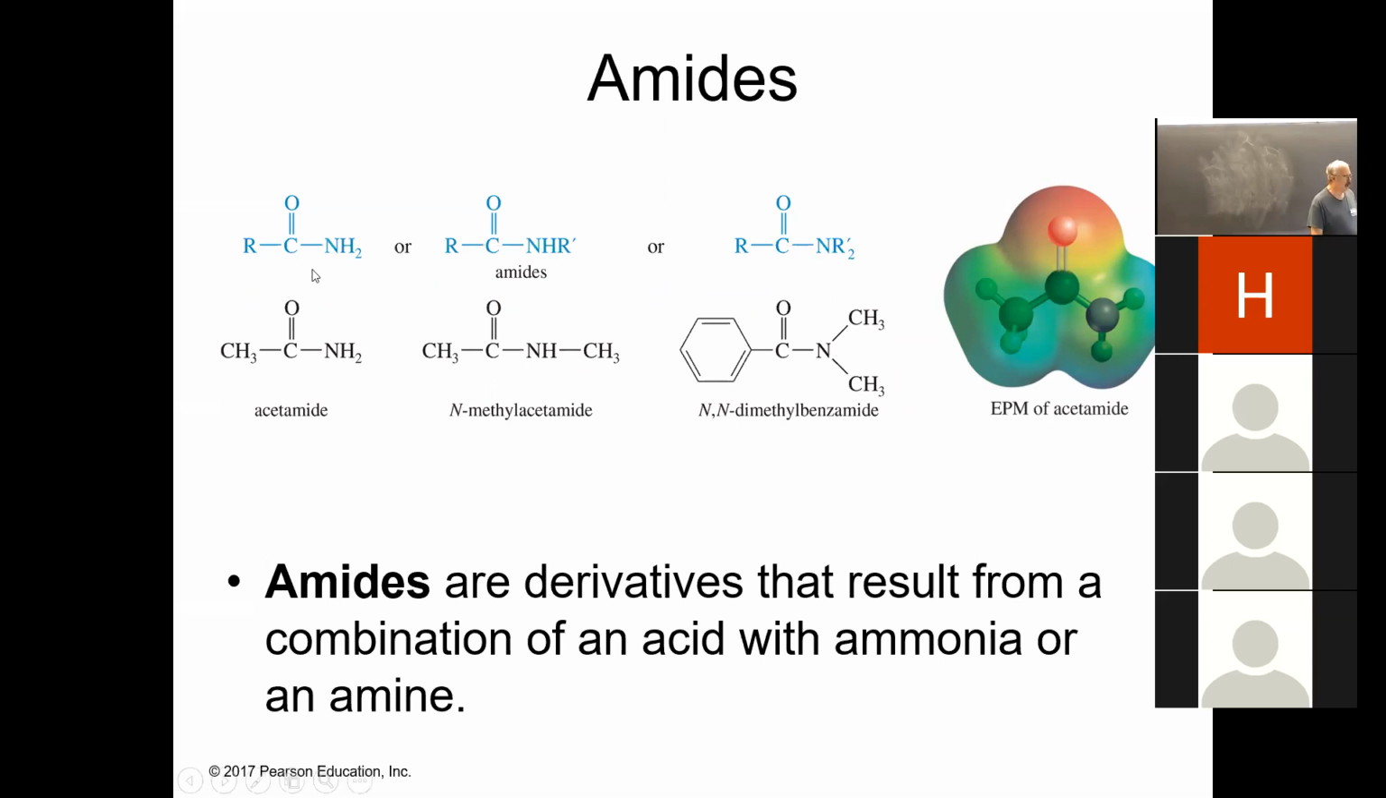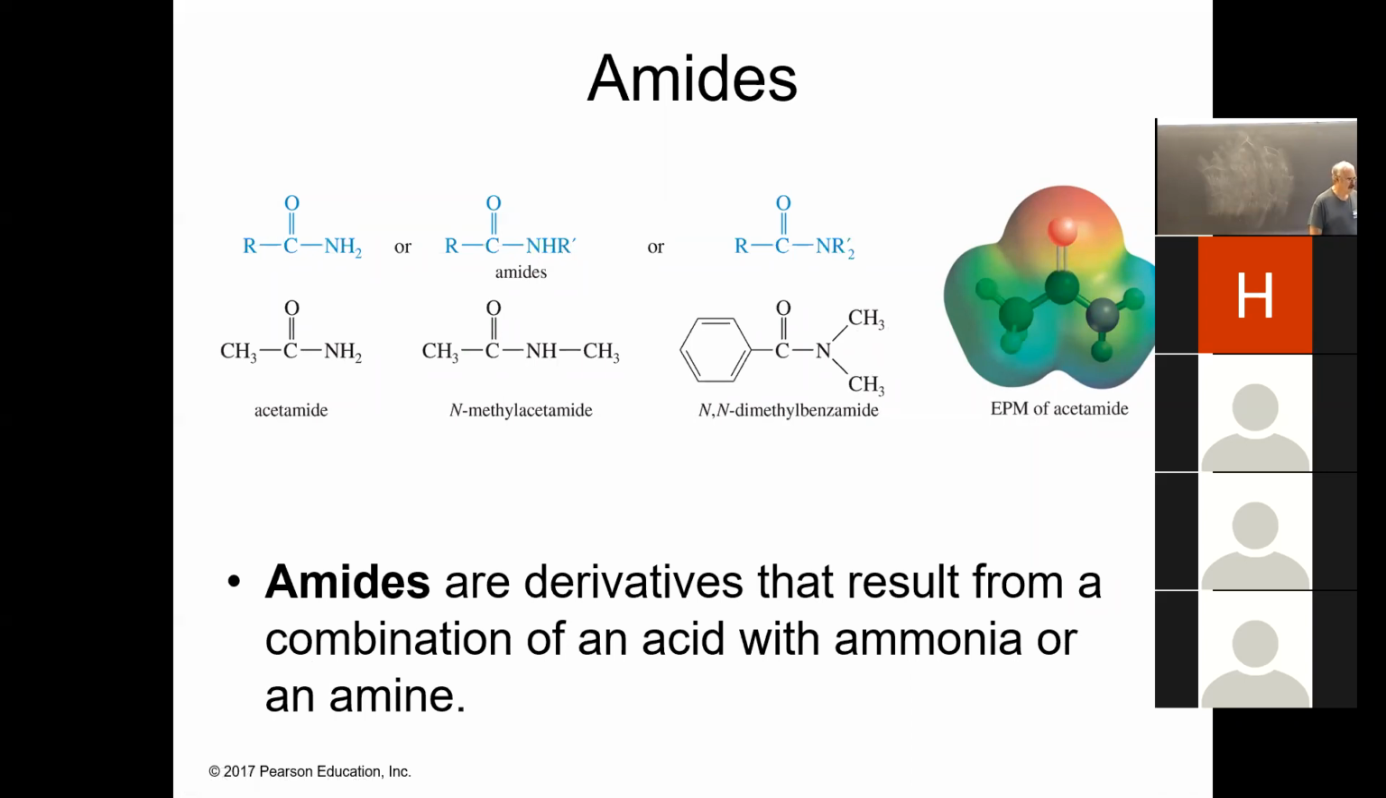Earlier we saw an example of an amide. This is what's called a primary amide, where we have two hydrogens remaining on the nitrogen. This would be a secondary amide, where we have one hydrogen remaining, and this is what's called a tertiary amide, where there are no hydrogens remaining. So this is a primary amide, acetamide. N-methylacetamide would be a secondary, and N,N-dimethylbenzamide would be a tertiary.